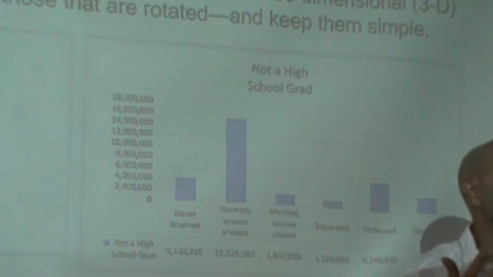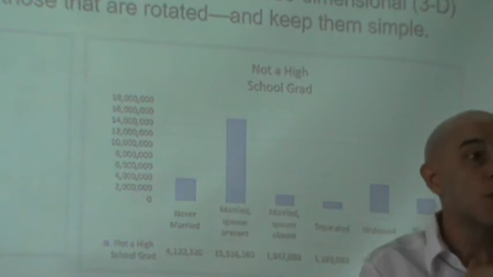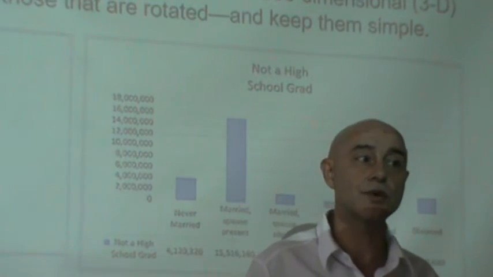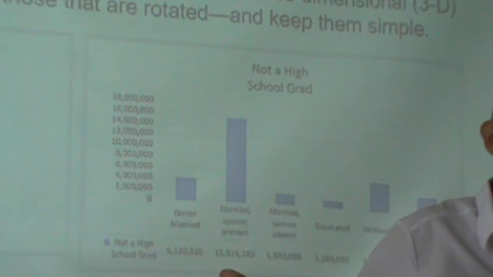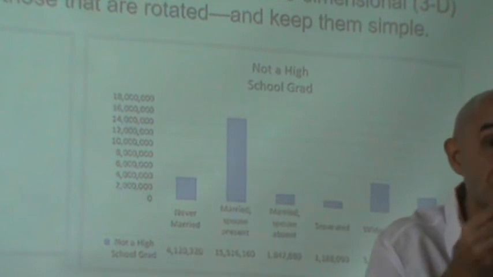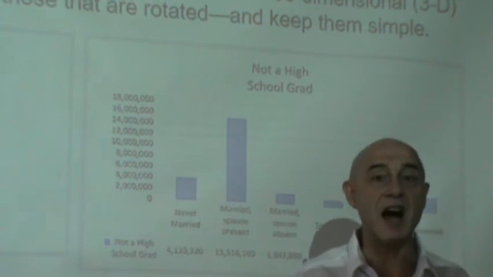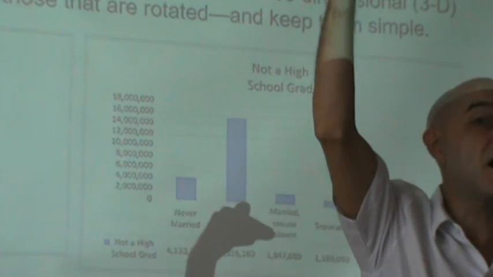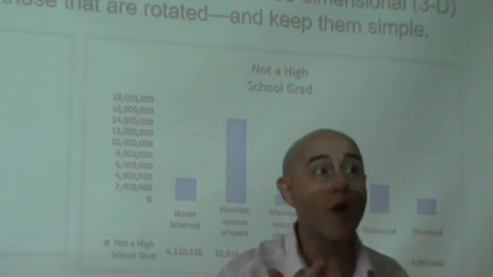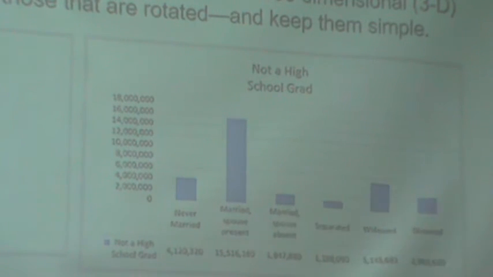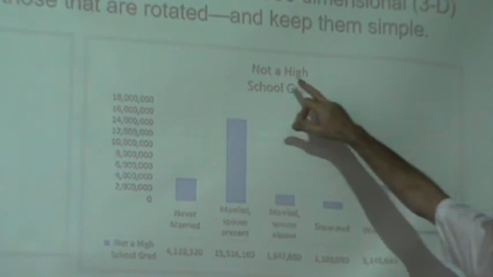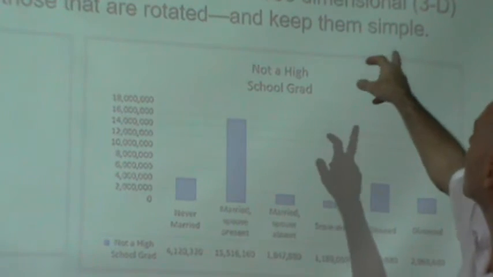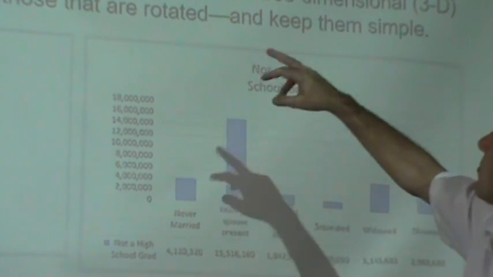Now you can begin to break down and see, do people with high school get more married, or more divorced, or more separated? You need to now see, well, where are the divorces coming? Are they coming in the low-educated people, or are they coming in the high-educated people? So where are the divorces? Well, here it just tells you, not a high school. If you do use a pie chart, restrict them to small numbers.